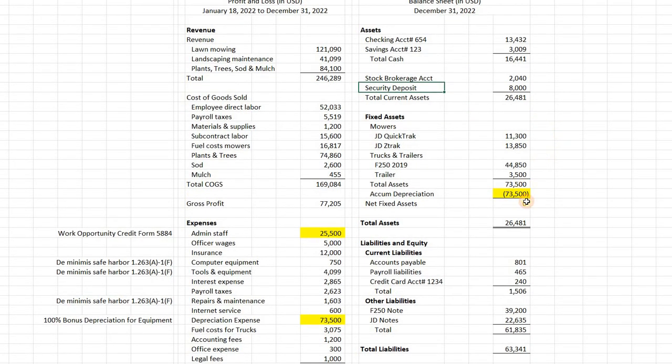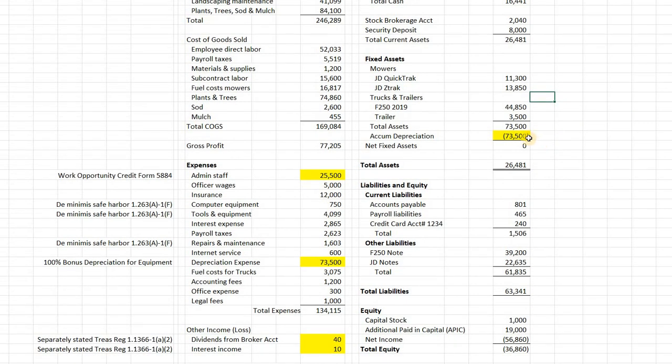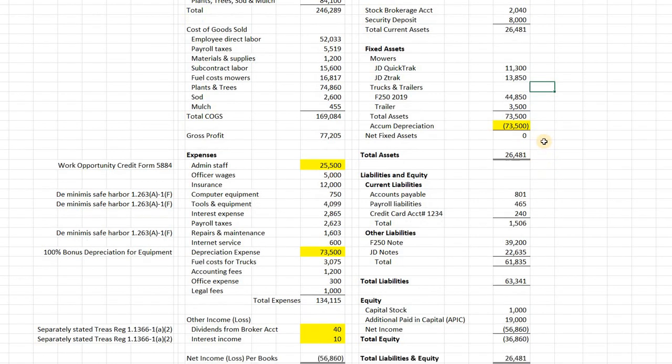In the fixed assets section, the $73,500, that's all the cost basis for the purchases, right? So they bought 2 mowers. Those are commercial grade mowers. They bought an F-250 truck, a trailer to haul the mowers around, and then they're going to depreciate the entire amount under the bonus depreciation rules.